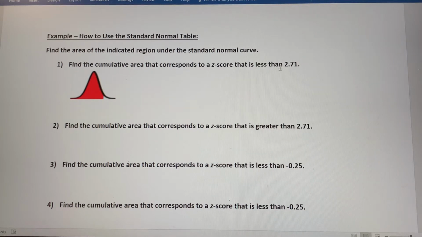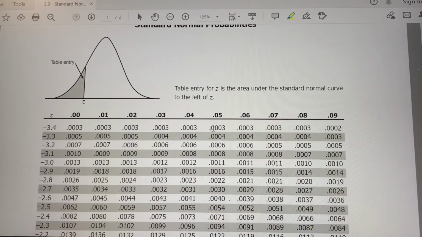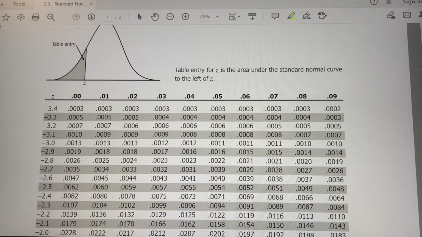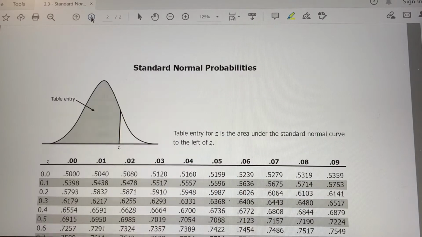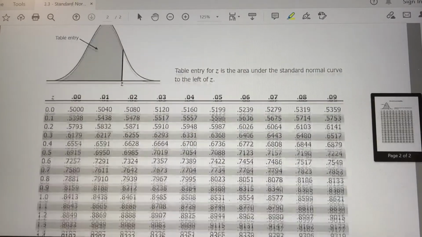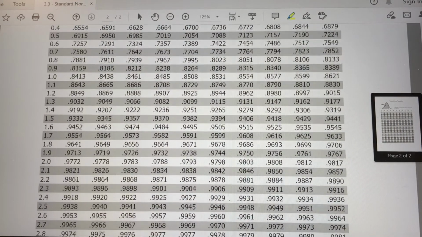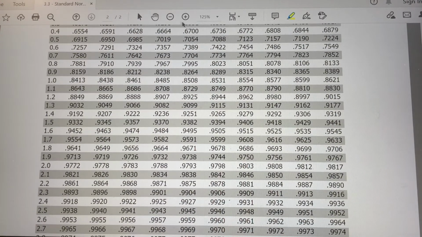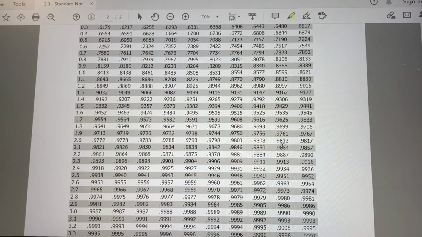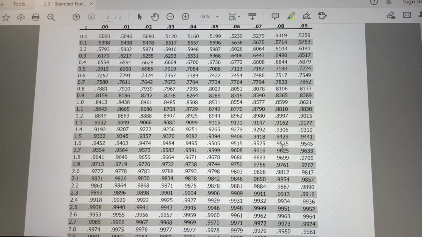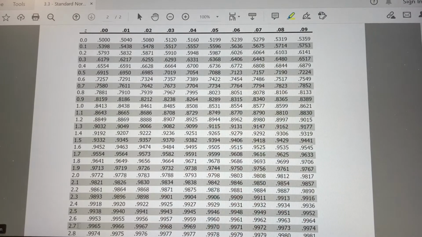So let's go to the table and learn how to find where 2.71 is on that table. The first page of your table has all the negative z-scores. So let's go on to page 2 and scroll down to where we see 2.7. So 2.7 is right here. Let me zoom out just a little bit. Okay, so let me highlight that. Now across the top, this would be 2.70 and this would be 2.71.